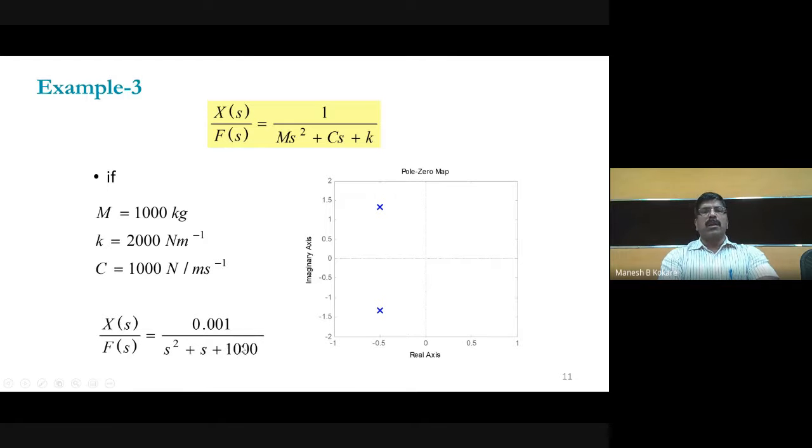Now, if you simplify this one, you will get complex conjugate poles, and those complex conjugate poles will be lying on the left side of the S plane, having some real part as well as imaginary part. So is this system stable or unstable? Because the poles are on the left hand side of the S plane, not a single pole is on the right side, so this system is absolutely stable, and the earlier system was marginally stable, right?